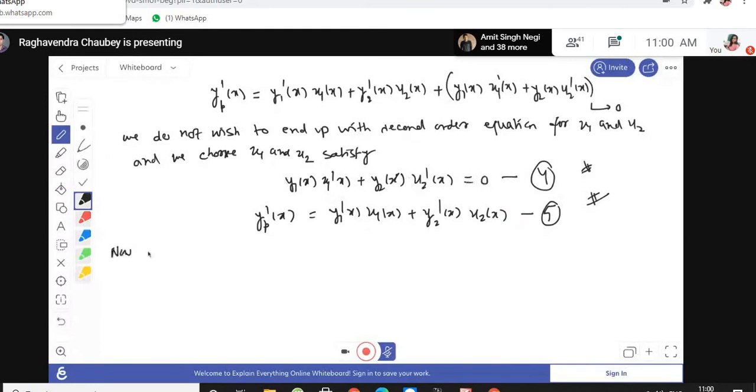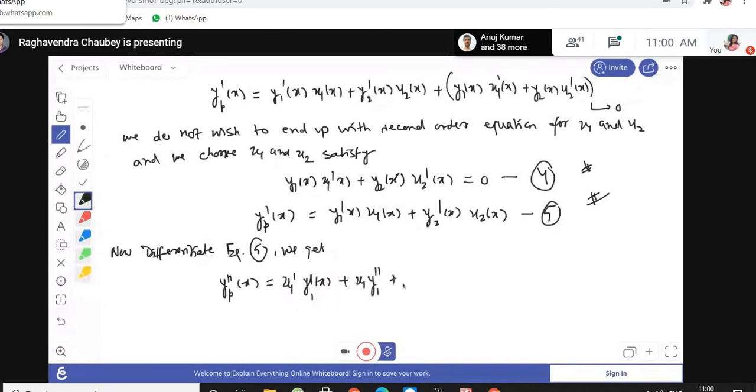Okay, so if we differentiate equation 5, here we obtain yp''(x). So you can see the first derivative of u1 times y1'(x) plus u1 times the second derivative, plus u2' y2' plus u2 y2'', and say this is equation number 6. Simple differentiation, you use the product rule here and here also.